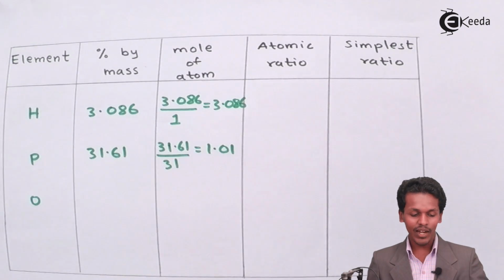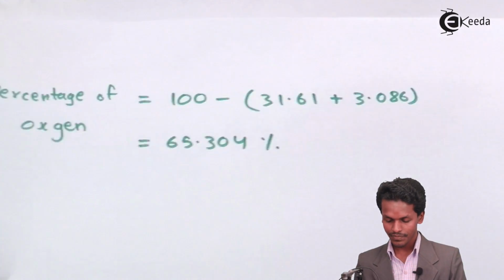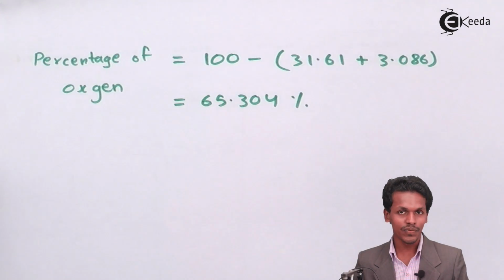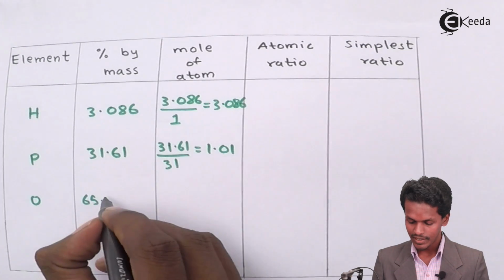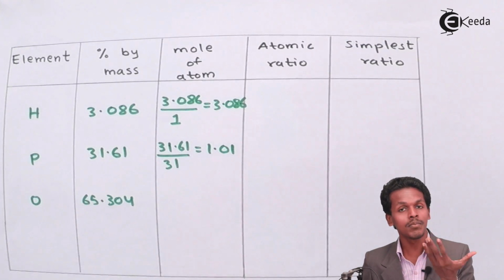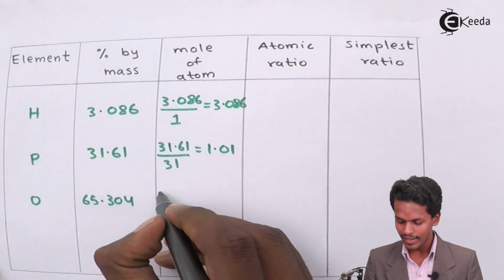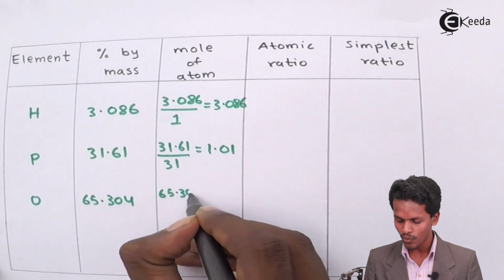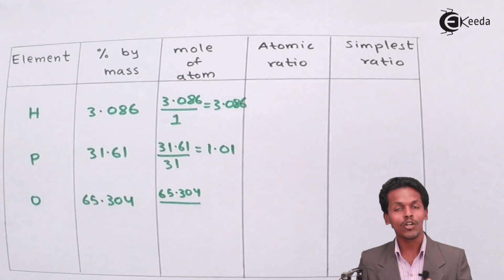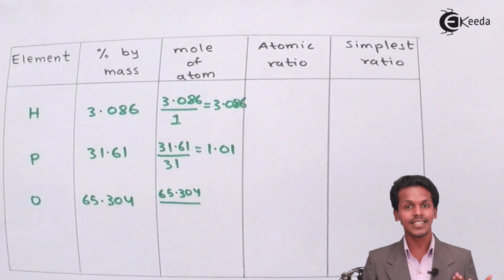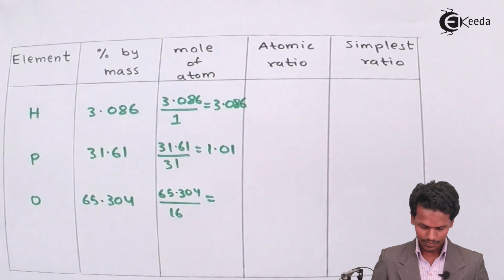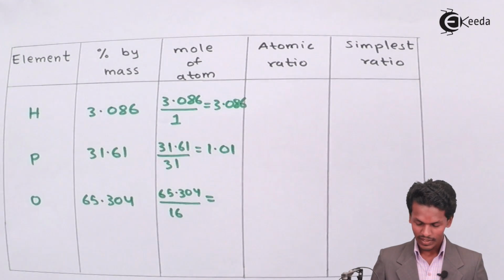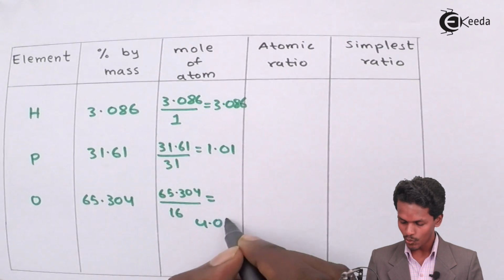Now moving to the last one, that is the oxygen present in this phosphoric acid. We have calculated the percentage of oxygen as 65.304. So 65.304 is the percentage, or the mass, of the oxygen. So I could write it as 65.304 divided by the atomic weight of the oxygen, which is 16. So what is the answer that we could get? We have got 4.08.